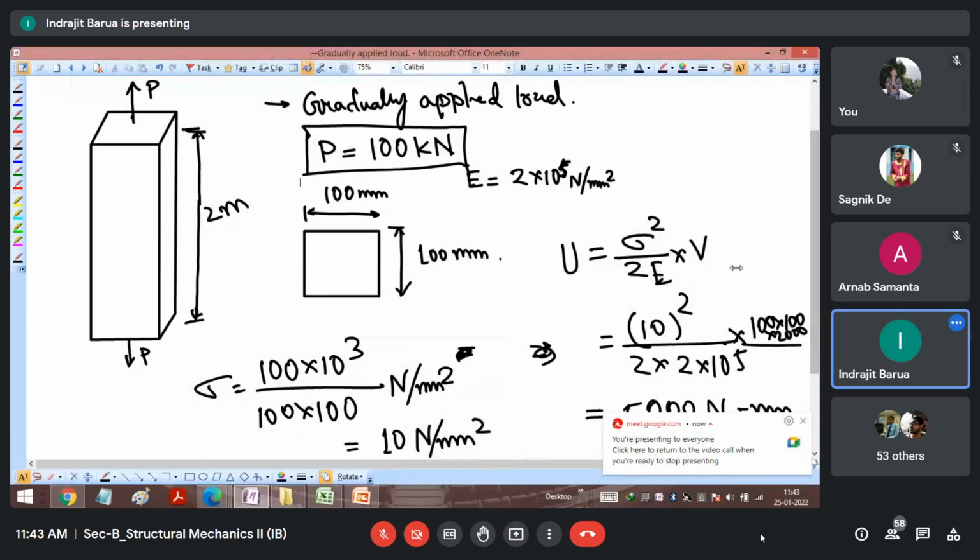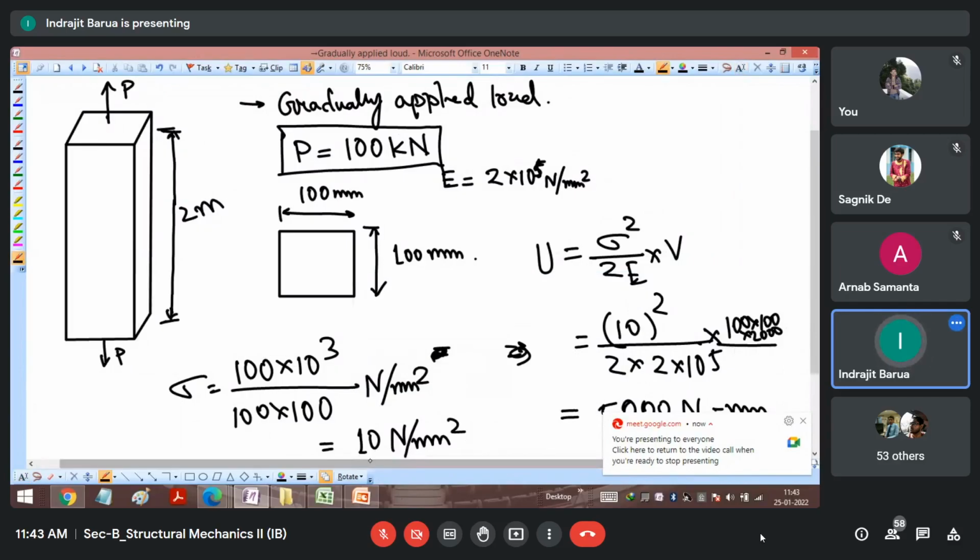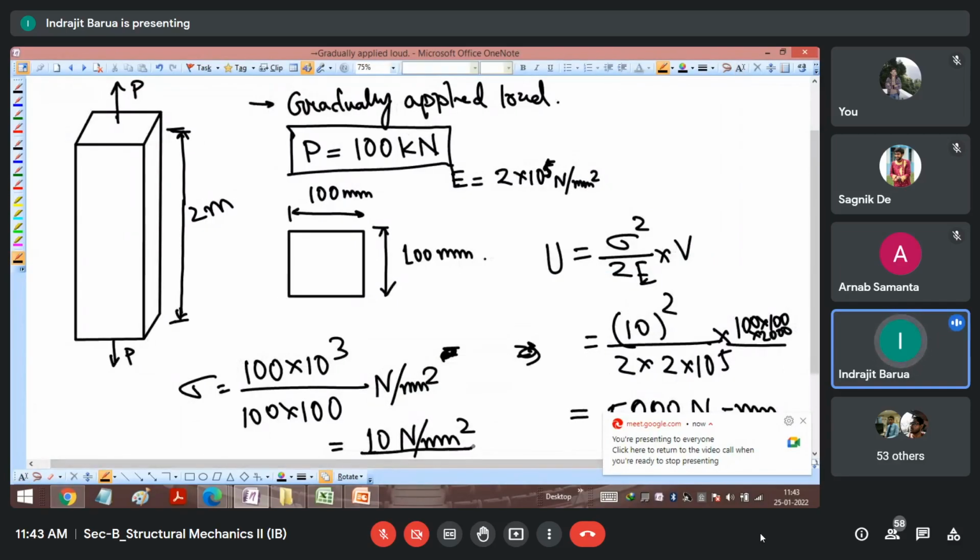Yes, so basically we are assuming a few things here, that this load which is coming is creating some stress which is 10 Newton per millimeter square, and this stress is definitely within our elastic limit. That is why we are getting a straight line. We can apply Hooke's law, and within this range, this is basically the area we are talking about that represents the strain energy.